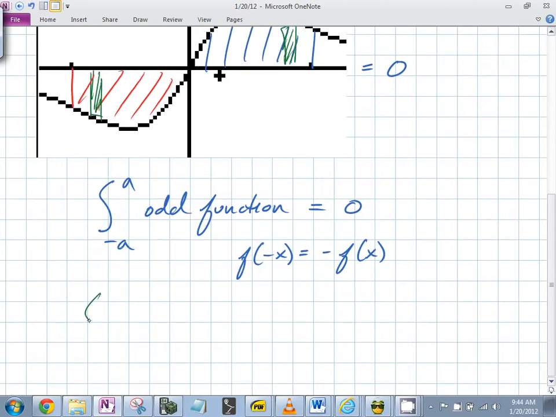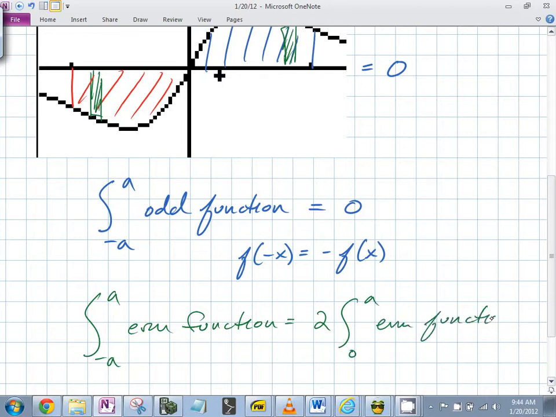Similarly, if you go from negative a to a of an even function, what does that equal? 2 times the integral from 0 to a of the even function, right? Exactly. Good. Good.